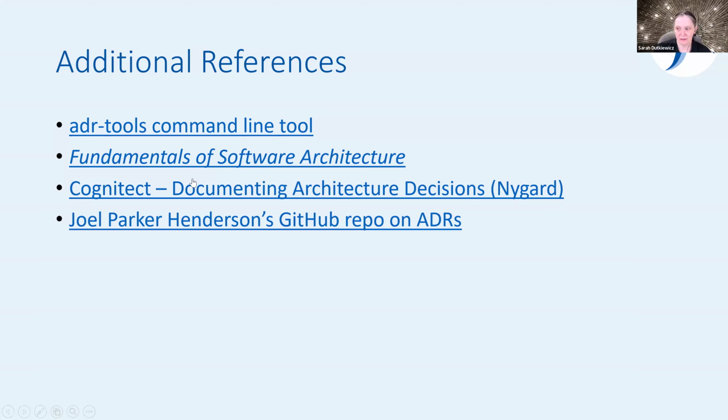Fundamentals of Software Architecture by Mark Richards and Neal Ford. Love that book. It talks not only about the ADRs, but other architectural things as well, the various architectural styles out there. How do they apply? When do they apply? When don't they apply? Because certain architecture styles work for certain problem spaces. So those are things to know.